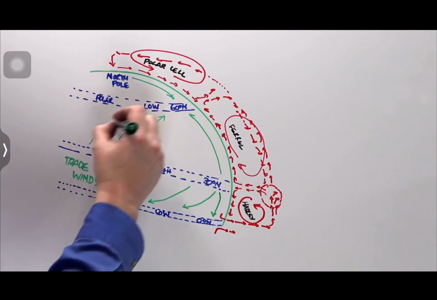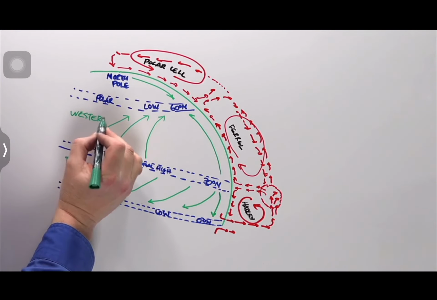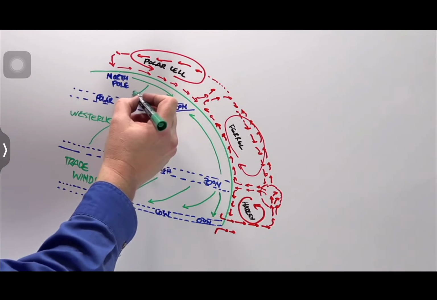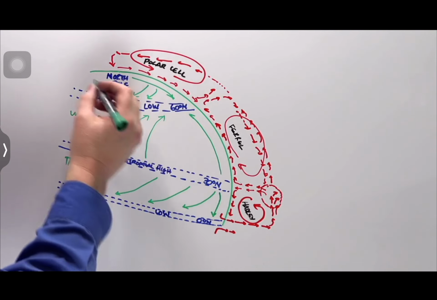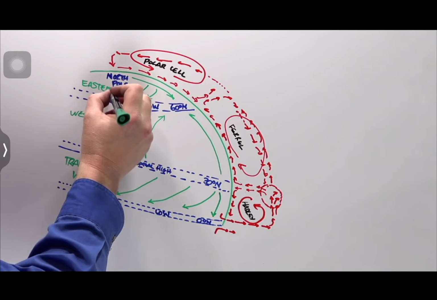So overall, we end up with what we call the westerlies. And then here at the North Pole, we'll again angle those off to the right. These are what we call the polar easterlies.